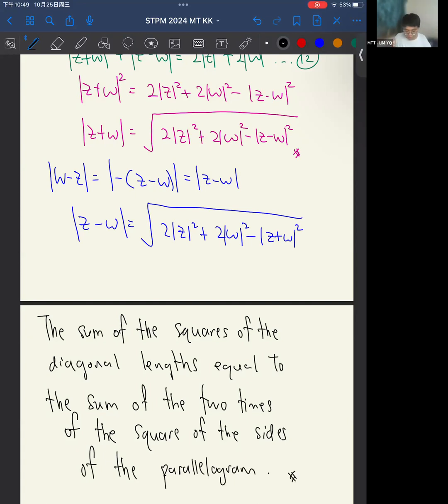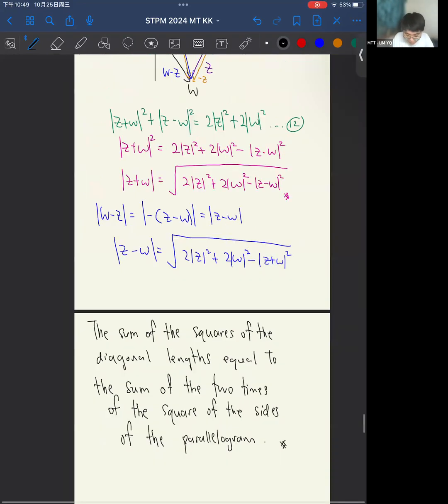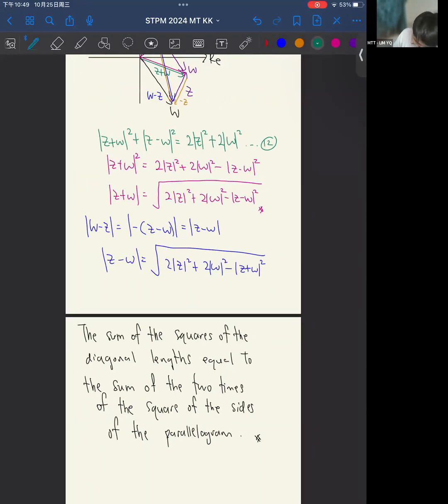But this is not very intuitive. Actually, I just write whatever I can see from formula 12 only. The sum of the squares, meaning we add the square of Z plus W and Z minus W, which are the corresponding diagonals, is equal to 2 times the square of the sides. Why sides? Because Z and W are the corresponding sides of the parallelogram. This is what I can think of as the geometric interpretation of the relationship.